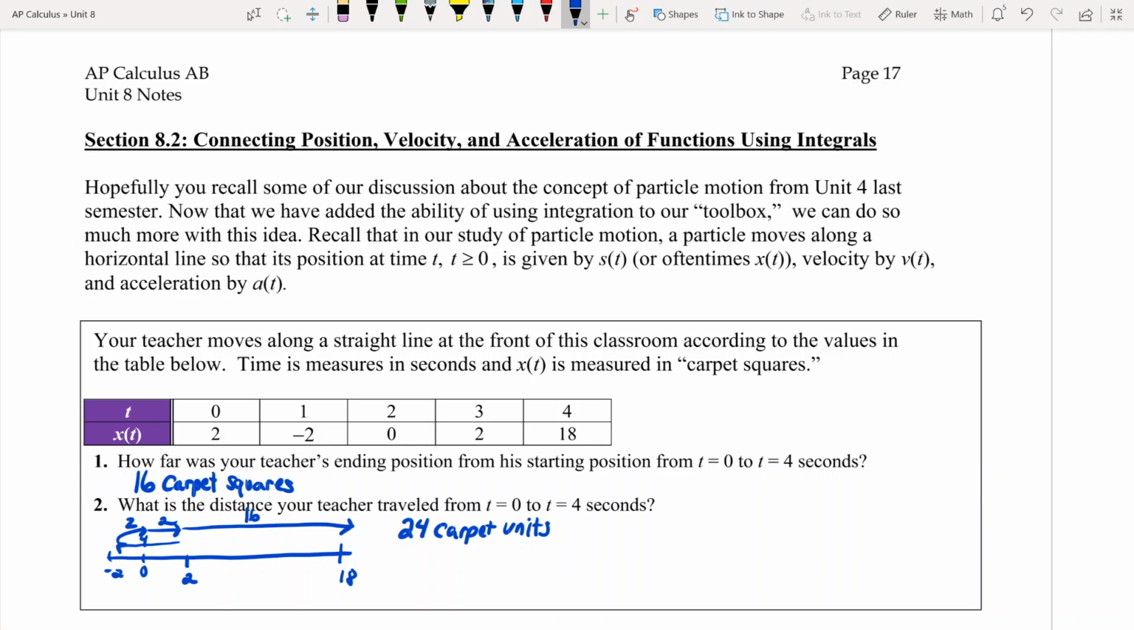The other way we looked at this was taking the absolute value of each of these individual pieces. So we did something like x of 0 minus x of 1 and taking the absolute value of that. And then we took the absolute value of x of 1 minus x of 2. And then we added the absolute value of x of 2 minus x of 3. And then finally, we added the absolute value of x of 3 minus x of 4. So there's my equation that would have given me the exact same result.